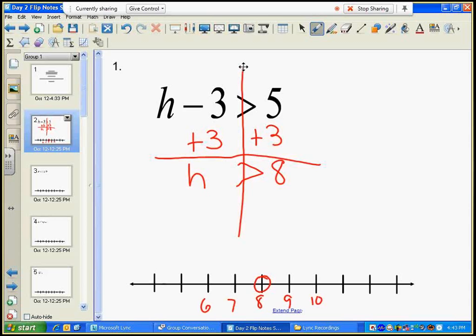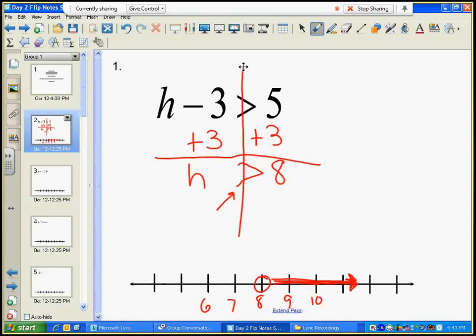Now I'm trying to find all the values that are bigger than 8. Notice how it's pointing to 8, and 8 is going to be on the small end of the solution. So 8 is smaller than all the values, and h is bigger than 8. Here we go. I'm graphing all the values that are greater than 8.